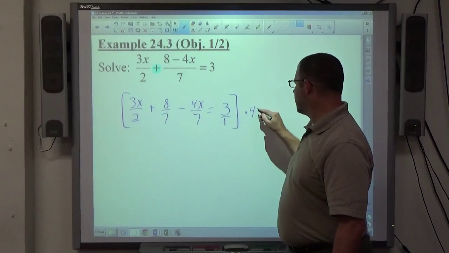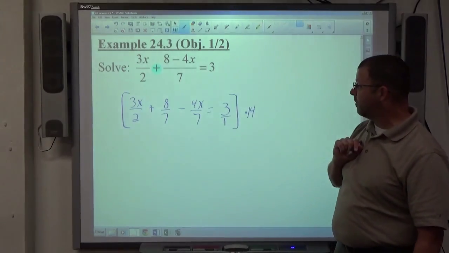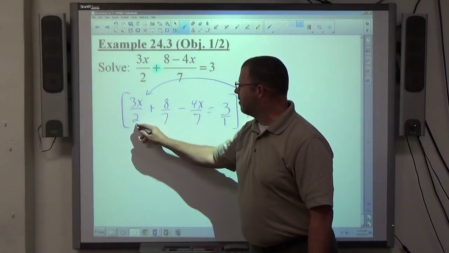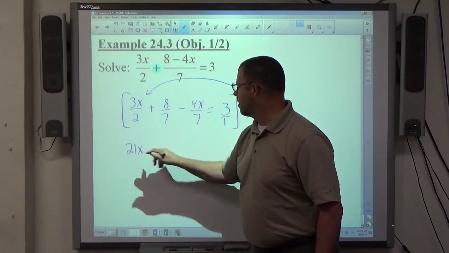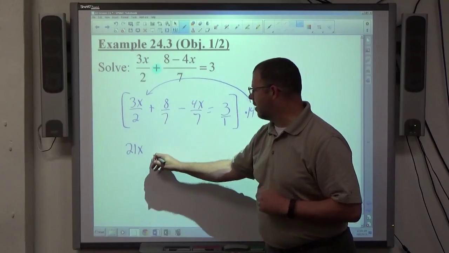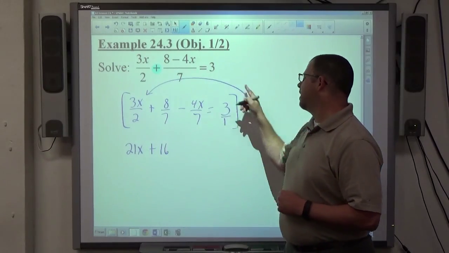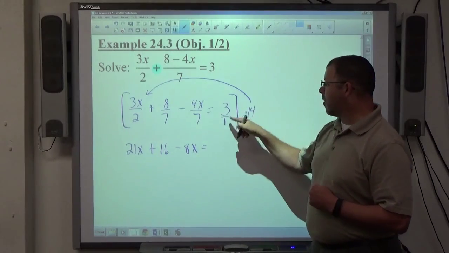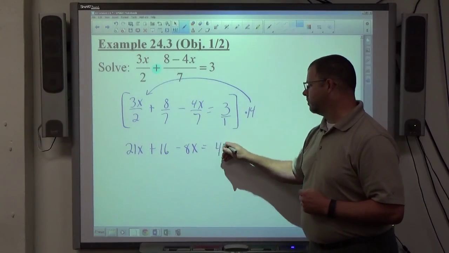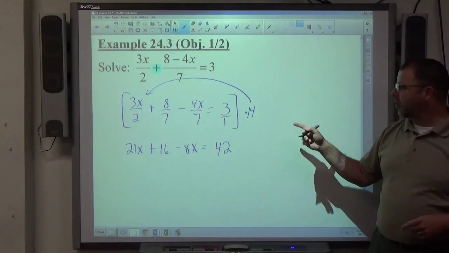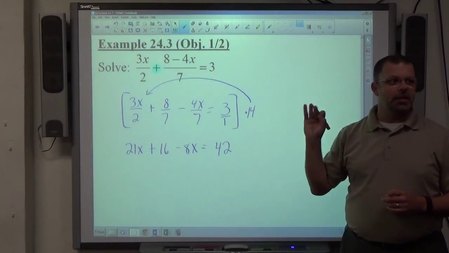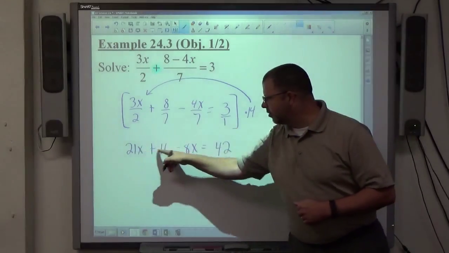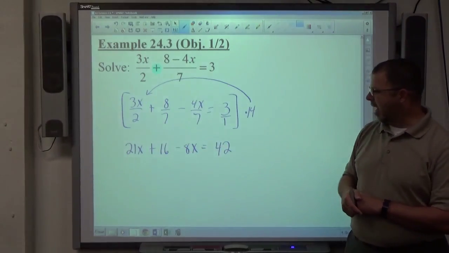So multiplication by 14, which is legal again because it's an equation. Divide first, then multiply. So 14 divided by 2 is 7 times 3x is 21x. 14 divided by 7 is 2 times 8 is 16. 14 divided by 7 is 2 times negative 4x is negative 8x. 14 divided by 1 is 14 times 3 is 42. If you didn't put the over 1, just 3 times 14 is 42. Even though it's not a fraction, it still has to be multiplied by the number. If you modify any numbers, you have to modify every number to make sure that happens.